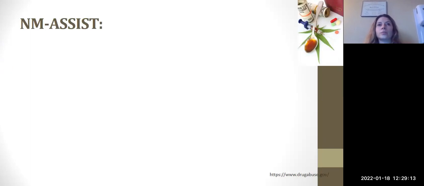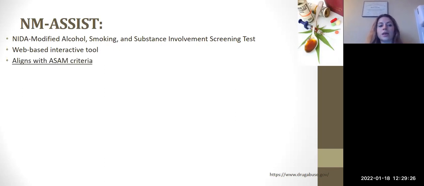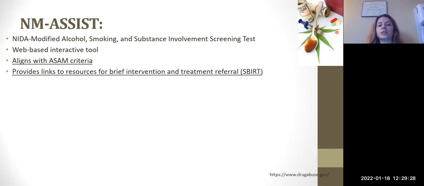Probably our more advanced public domain assessment is the NIDA-Modified ASSIST, which stands for NIDA Modified Alcohol, Smoking, and Substance Involvement Screening Test. This you can use as a paper version, or you can use the web-based interactive tool, which I would recommend. It also aligns with SAMHSA criteria and ASAM, which is really cool. So it's kind of the best of all worlds.